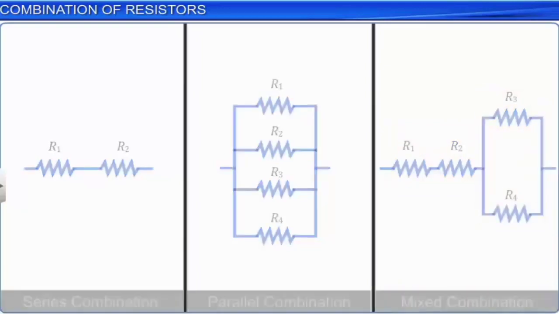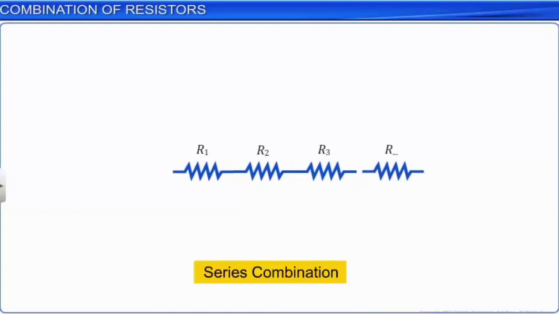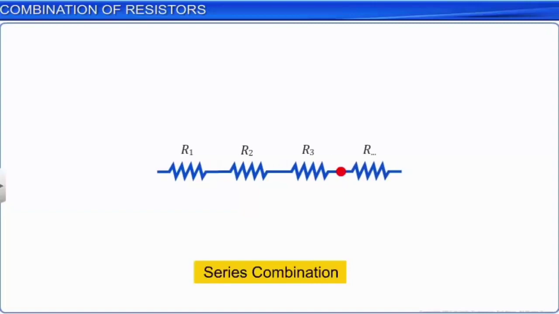We obtain a series combination of resistors by joining one of the two endpoints of a resistor to the next resistor. We can make a series combination using 2, 3 and so on up to n resistors.